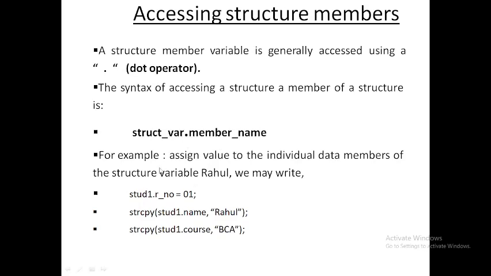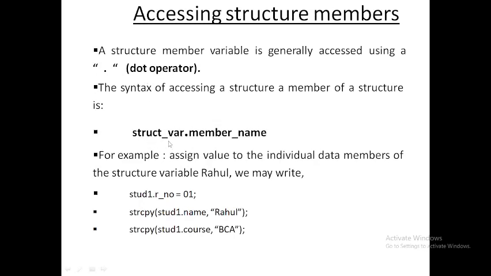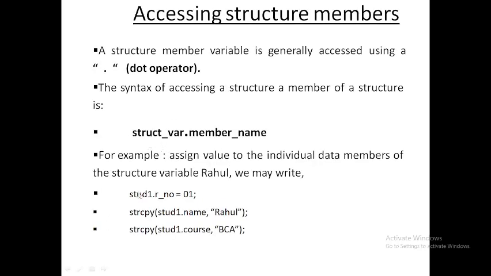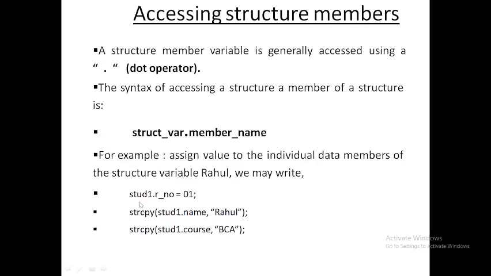Say for example, what is the name of our structure? Student. So I will declare a structure variable stud1. Then structure variable dot member name. So what are the members? Roll number, name, course. Stud1 is a structure variable. So stud1 dot roll number, and then stud1 dot name, stud1 dot course. I want to store some value in these three variables. How can I do that? I can do it like this: variable name dot member name equal to value. This is a simple example. Let me show you how we can write code for it.